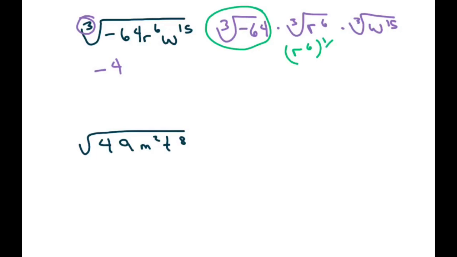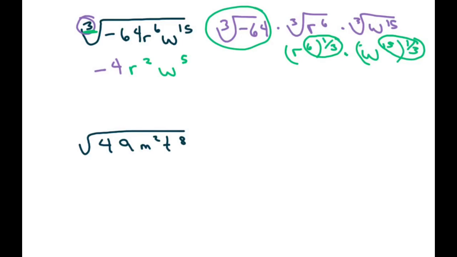Your root is 1/3, or we're going to just write w to the 15th to the 1/3. You multiply those two, you get r squared. And when you multiply 1/3 times 15, you get w to the 5th. And again, we don't have to worry about absolute value because our root is an odd number.